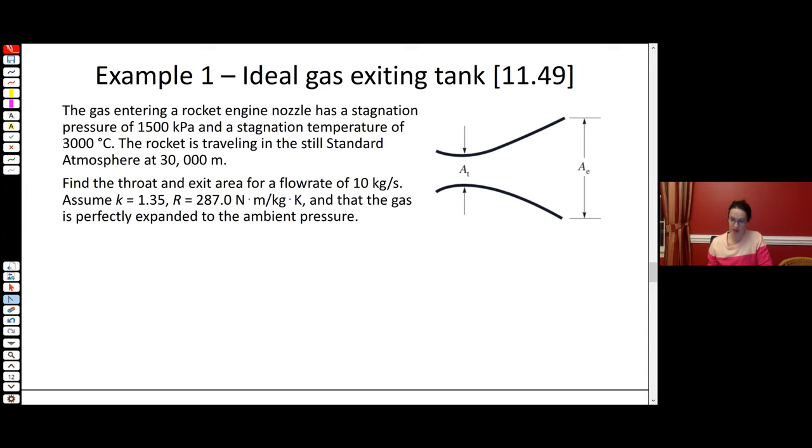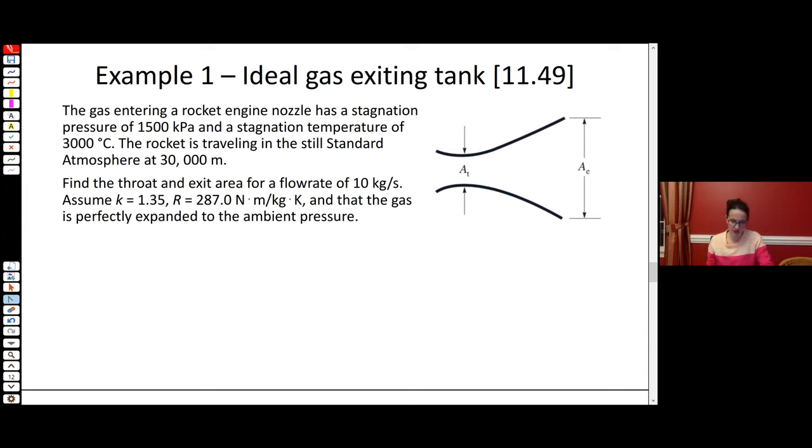And the exit plane is, of course, as the gas leaves the rocket nozzle and enters the atmosphere. So assume that it's a gas with a ratio of specific heats K of 1.35, not 1.4, so this is not air, and a gas constant of 287 newton meters per kilogram Kelvin, and that the gas is perfectly expanded to the ambient pressure. And so what that means is that as it exits into the atmosphere, the exit pressure at the exit plane is atmospheric pressure.